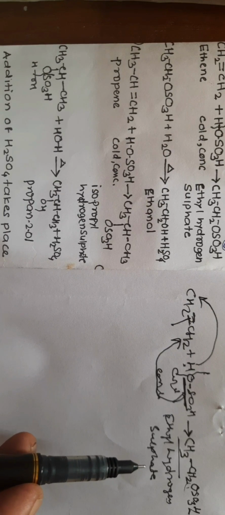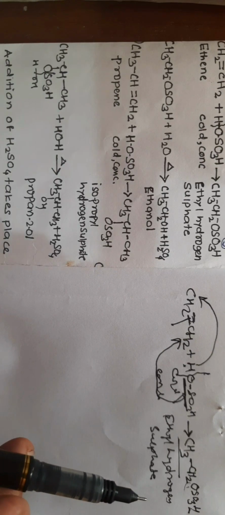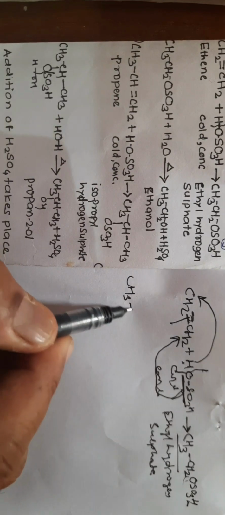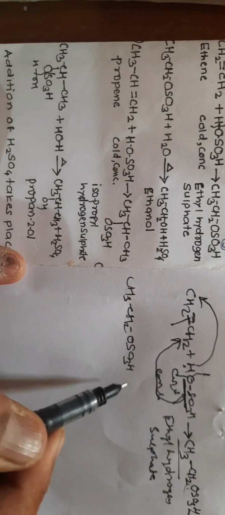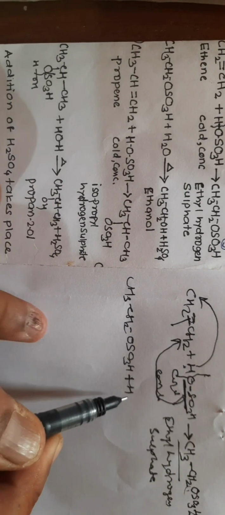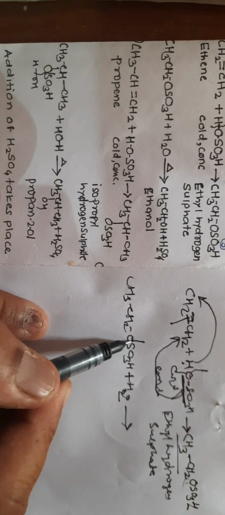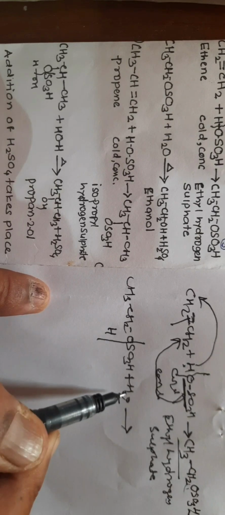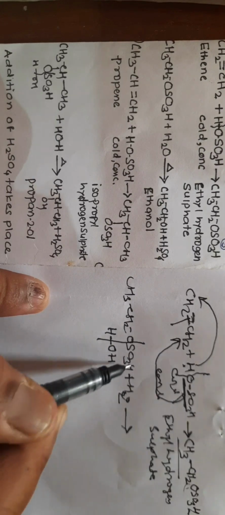Now this ethyl hydrogen sulfate on heating with water gives ethanol. See this one now, CH3CH2OSO3H plus H2O. It gives now, see this one, the bond between this oxygen and sulfur breaks here. Addition of a water molecule takes place like this. H goes to this oxygen, and the OH group is attached to this SO3H.